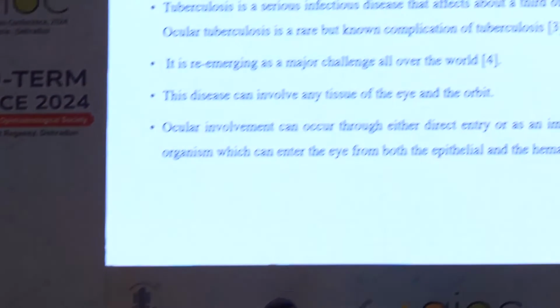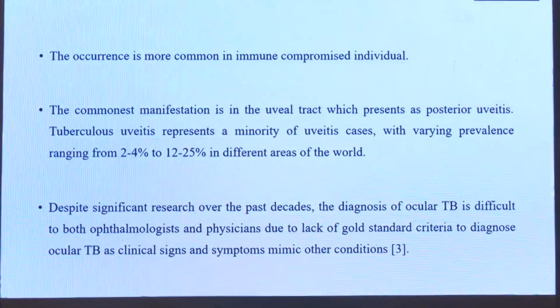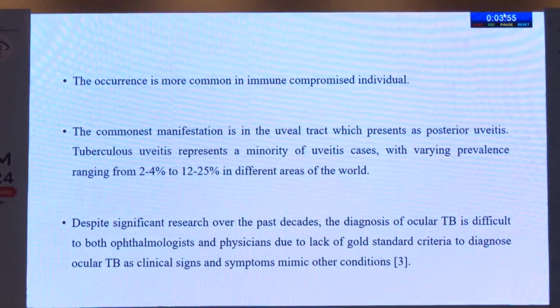Tuberculosis is a serious infectious disease that affects about one-third of the world population. Ocular tuberculosis is a rare but known complication of TB. It is re-emerging as a major challenge all over the world. This disease can involve any tissue of the eye and the orbit. Ocular involvement can occur through either direct entry or as an immunological reaction to the organism, which can enter the eye from both the epithelial and the hematogenous route, the latter being the most common one. The occurrence is more common in immune-compromised individuals.